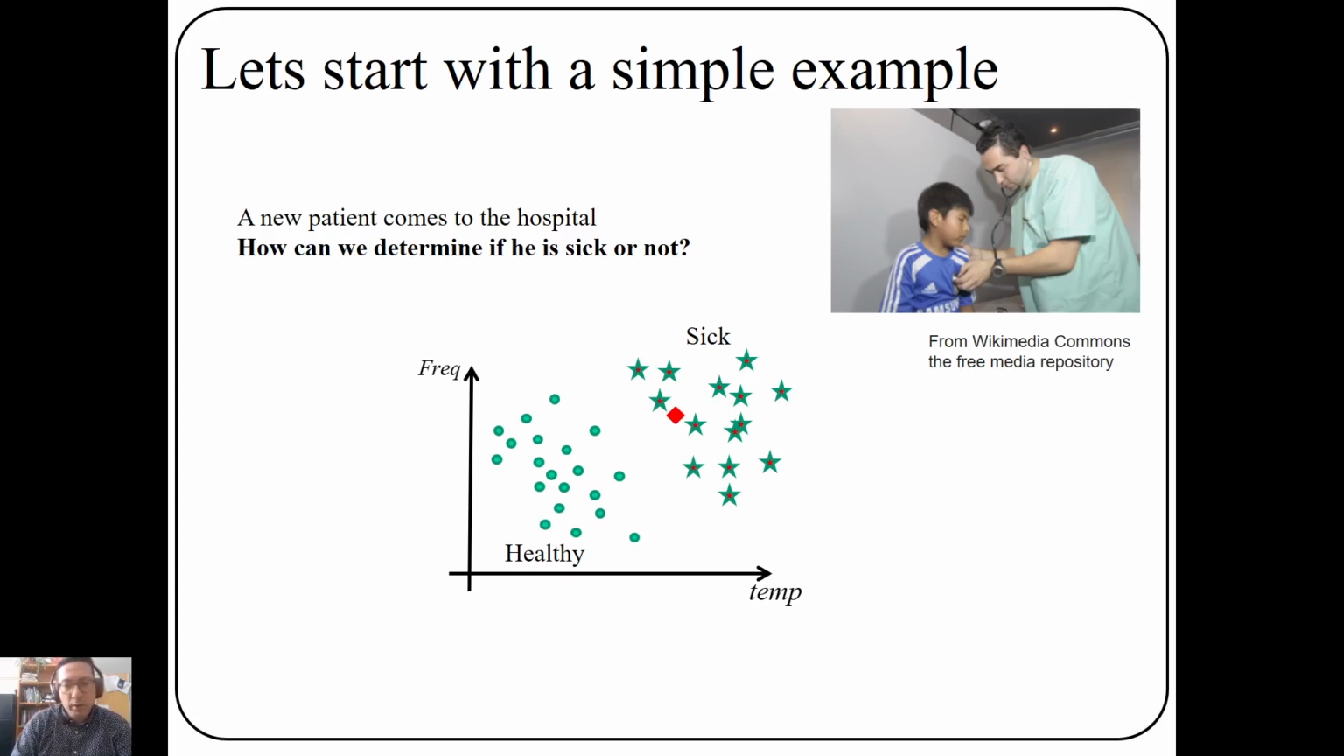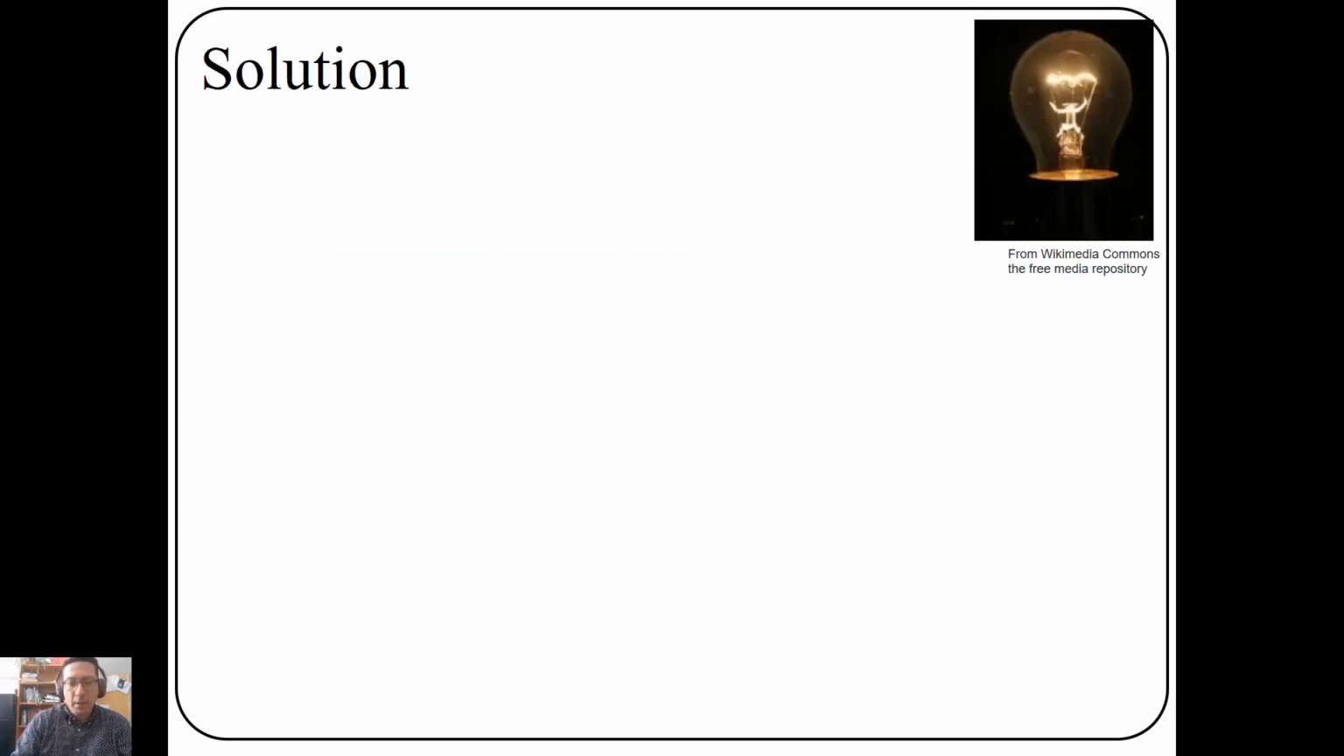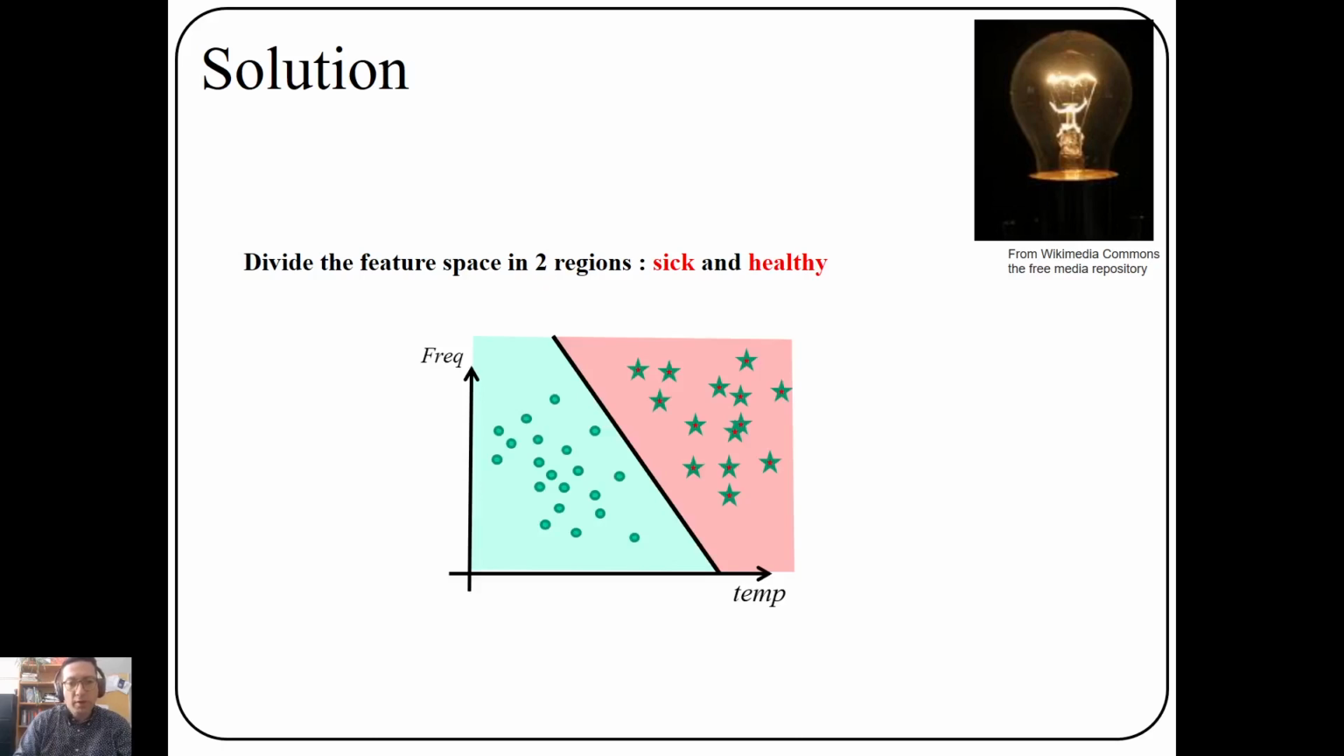Well, one easy way would be to look at the nearest neighbors in the feature space, and we'll figure out that since most of the nearest neighbors are stars, this red dot is probably associated to a sick patient. But there's a different solution to that problem, which boils down to dividing the feature space into regions, the sick and the healthy regions, pretty much like this here. So if we knew the equation of this line, it would be very easy to mathematically separate the space between the healthy and the sick patients.